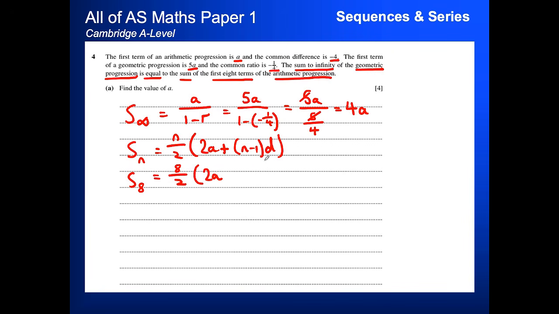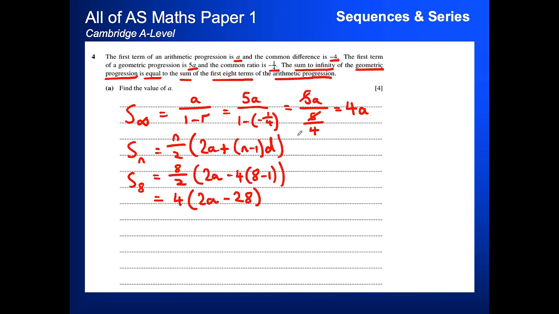now d is equal to minus 4, so we get minus 4, open brackets, well, n is also equal to 8, so 8 minus 1. And let's simplify this down slightly, so 8 over 2 is equal to 4, 2a remains unchanged, and now if we work this out, 8 minus 1 is 7, 7 times minus 4 is equal to minus 28.